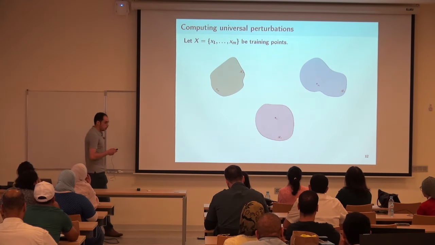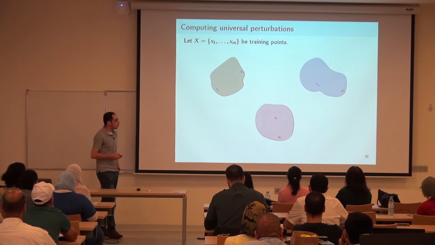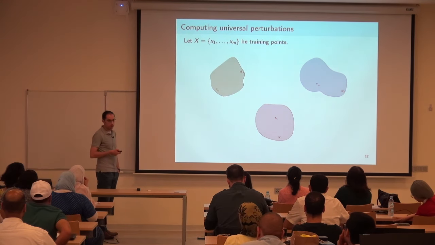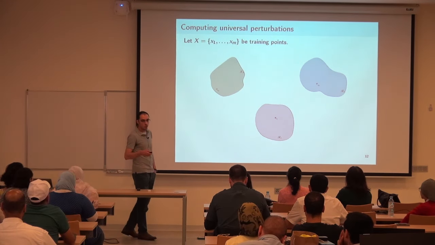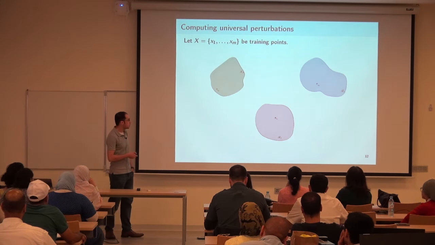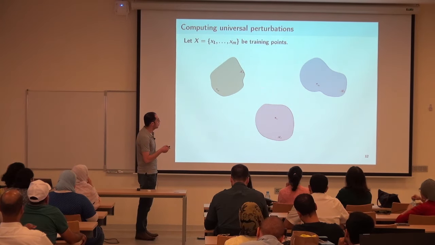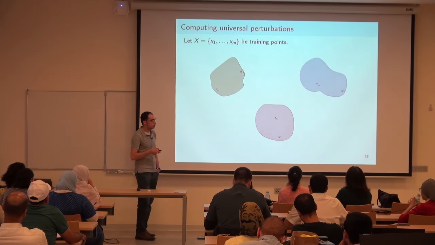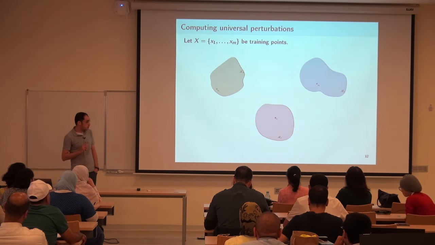So, how do you actually compute such universal perturbations? Geometrically, the universal perturbation corresponds to finding a vector that goes outside of many different classification regions. Let's say you have three classification regions. This is one, this is the second one, and this is the third one. You have different data points associated to them, x1, x2, and x3. The goal is to find a vector that goes outside of all these. The same vector again. That's the universal part of it.